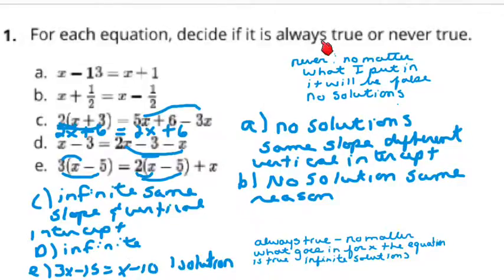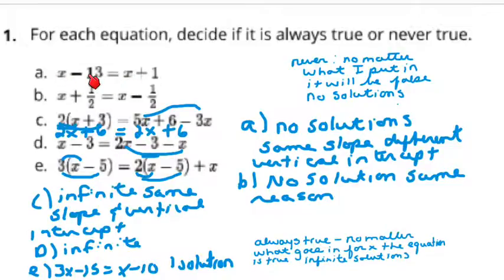Okay. Always true would be no matter what goes in for x, the equation will always be true. And this is a situation with infinite solutions. So if you're using your grid comp book to help you, you'd be looking under the no solutions rules and the infinite solutions rules.